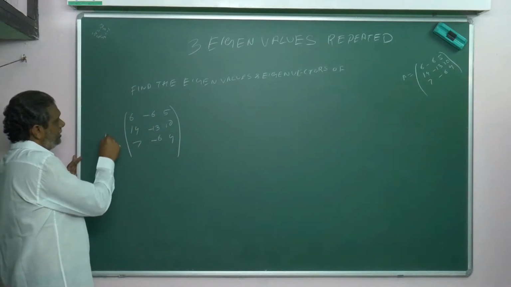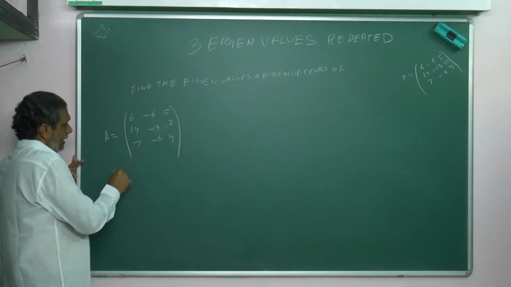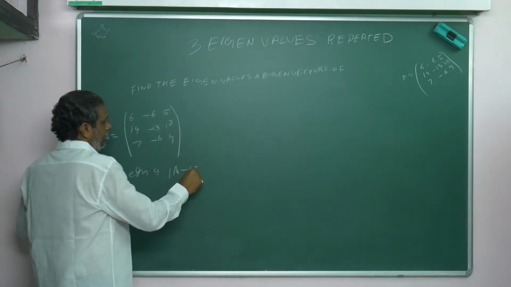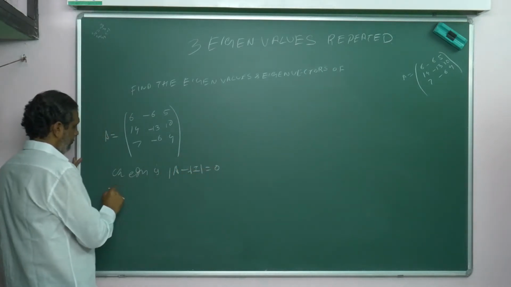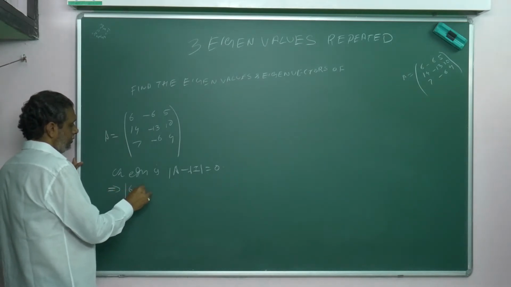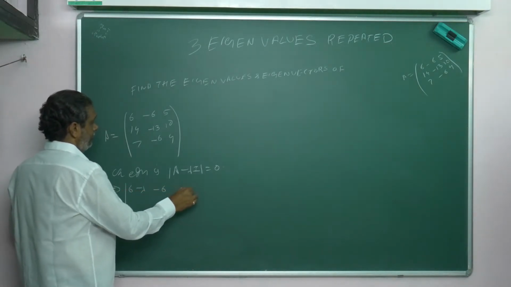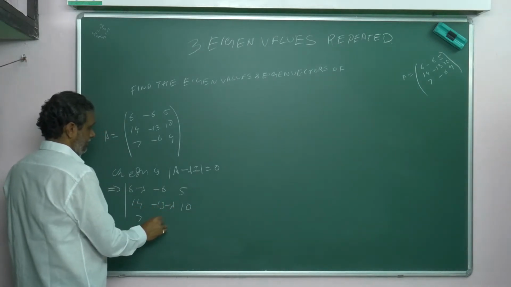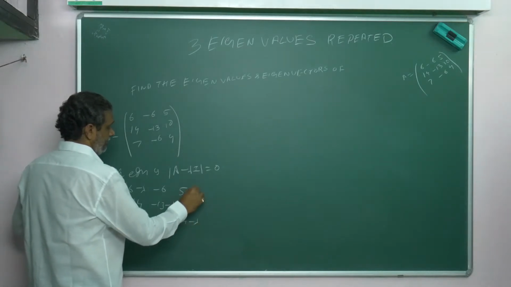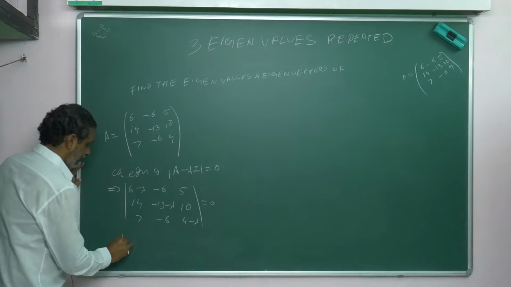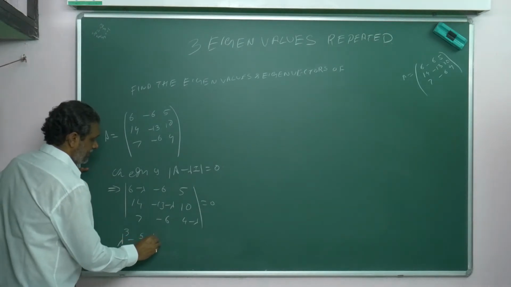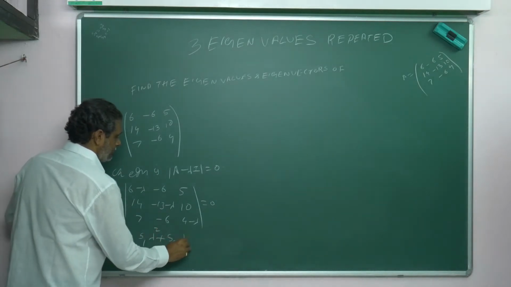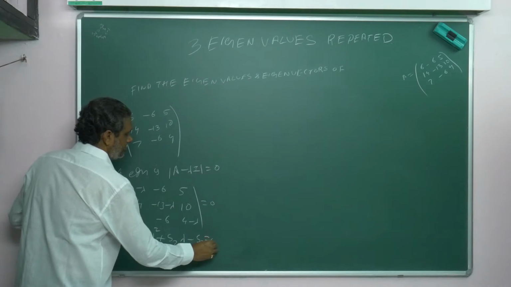Once they give me the matrix A, write the characteristic equation: determinant of A minus lambda I is equal to 0. This implies, on the diagonal, minus lambda, with rows minus 6, 5, 14; minus 13, minus lambda, 10; 7, minus 6, 4 minus lambda. This will become lambda cube minus s1 lambda square plus s2 lambda minus s3 is equal to 0.